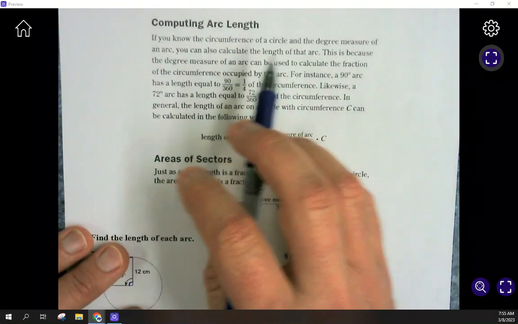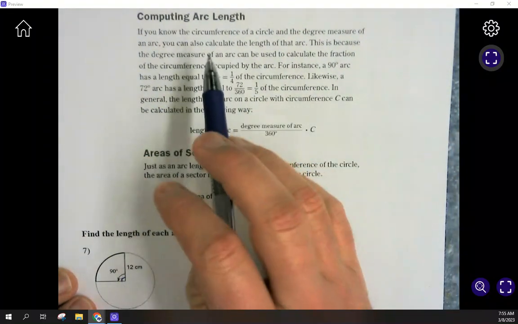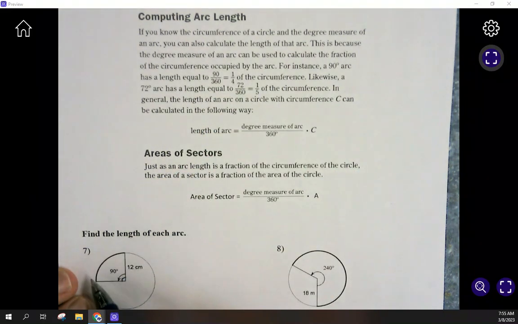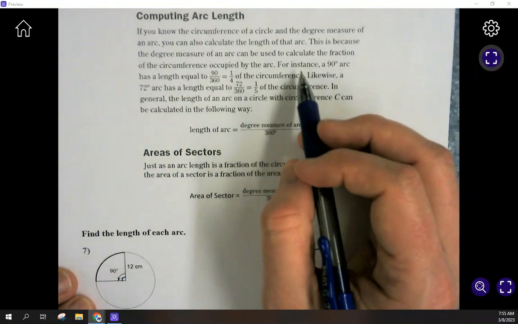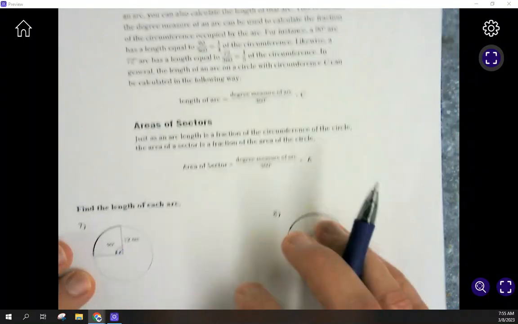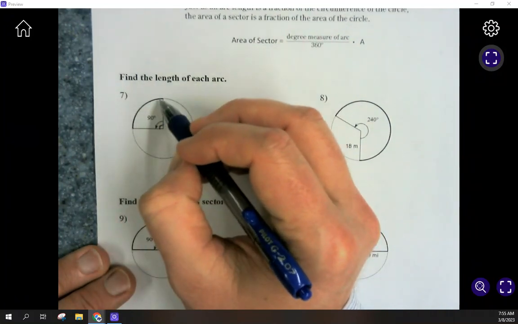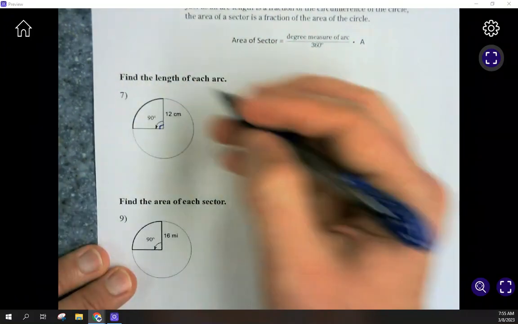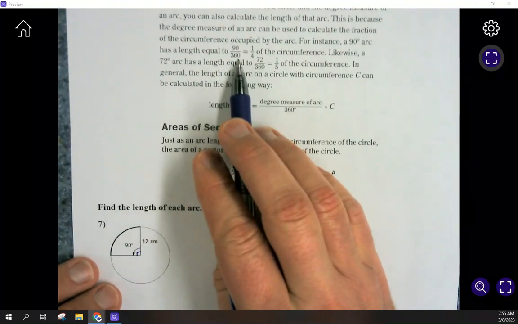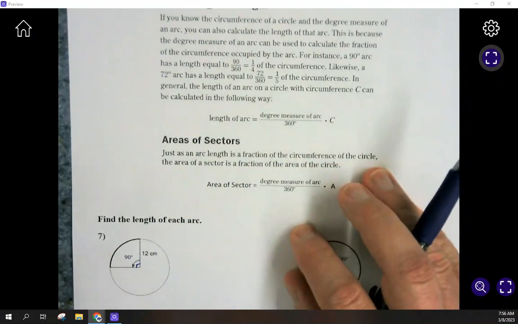So if we know that measure and we already know the circumference, so if we have the radius or diameter, we can figure out the circumference. We can calculate the length of just that little arc on the outside. So for instance, a 90-degree arc has a length equal to 90 out of 360, right? So your full circle is 360. This arc is 90. That's a fraction of the circle, a piece of the circle. The fraction of the circle it takes up is 90 out of 360, which simplifies to 1/4.